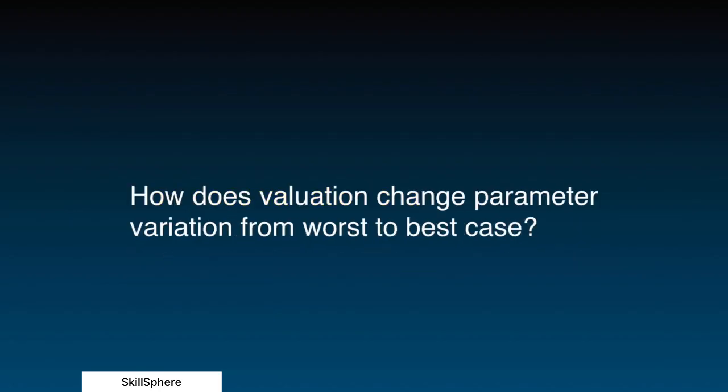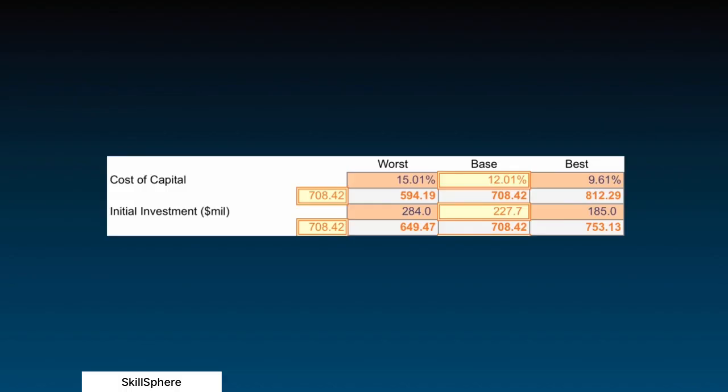other parameters. So what I'm going to do is look at how valuation changes with parameter variation from what I'll call a worst case to a best case scenario for each parameter. And again, I'm going to focus on the cost of capital and the initial investment. By my estimates, in discussion with Treasury, the range of estimates for my cost of capital vary from a low of 9.61%, which is a best case scenario, very inexpensive cost of capital, to a high of 15.01%.